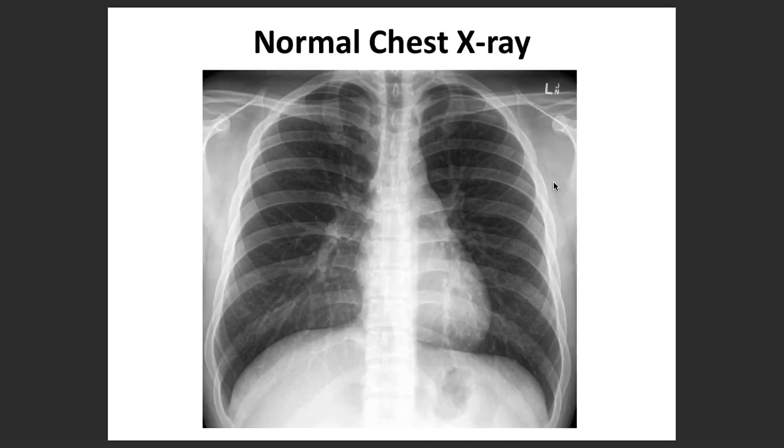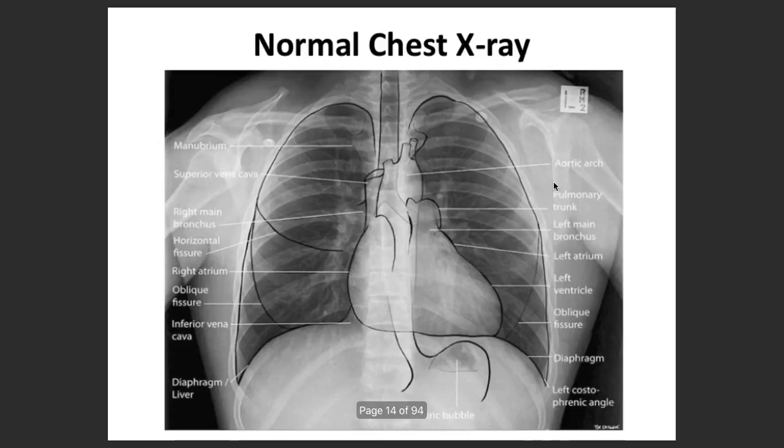So again, my mnemonic for you is going to be A, B, C, D, E, F, G, H. Everyone knows those alphabets. A for airway, B for bones, C for cardiac shadow, D for diaphragm, E for effusion, F for the lung fields, G for the gastric bubble, and H for the hila and mediastinum. So let's have a look. What do we see over here?